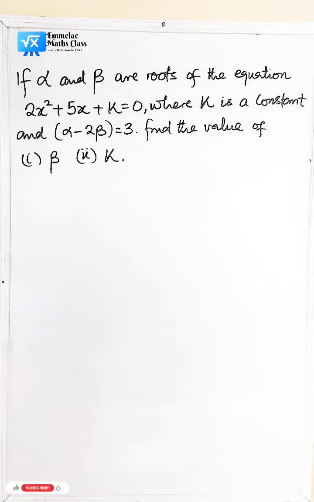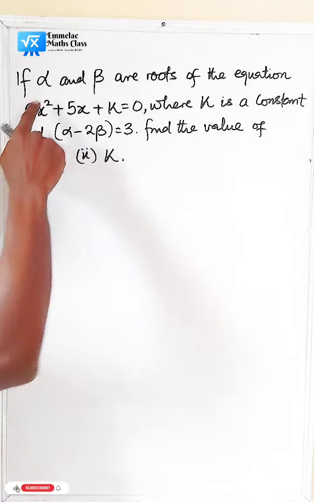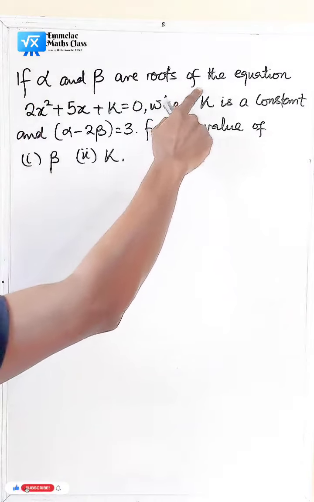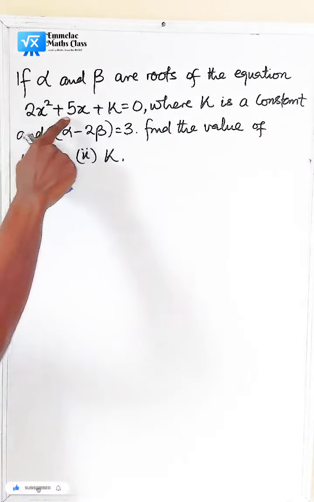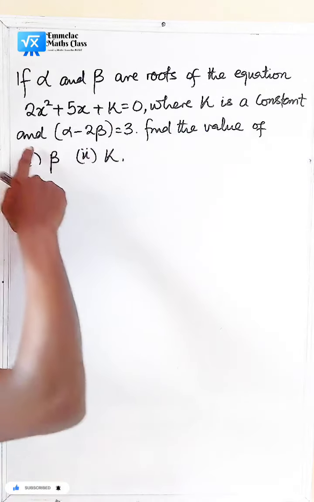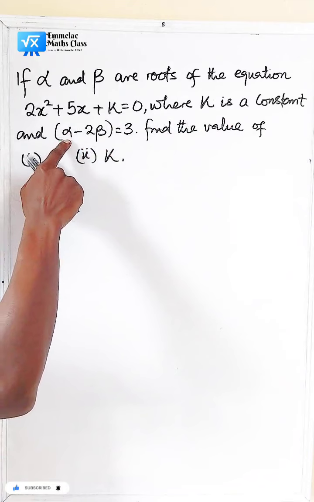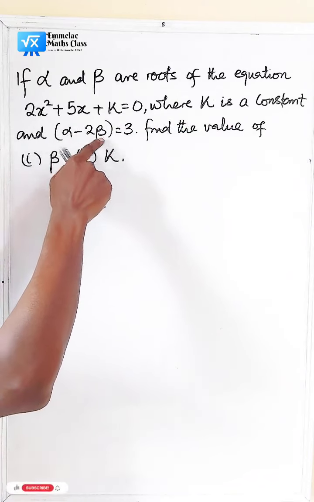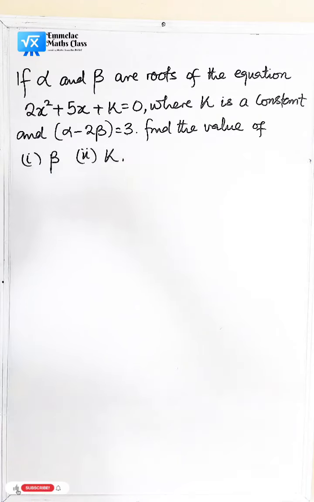Now let us consider this question: if alpha and beta are roots of the equation 2x squared plus 5x plus k equals 0, where k is a constant, and alpha take away 2 beta equals 3, find the value of beta and k.